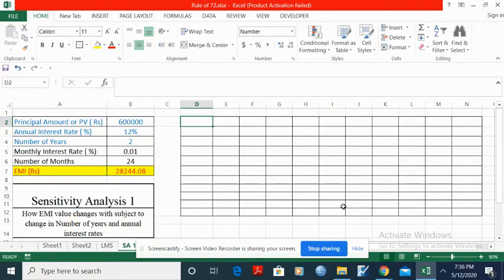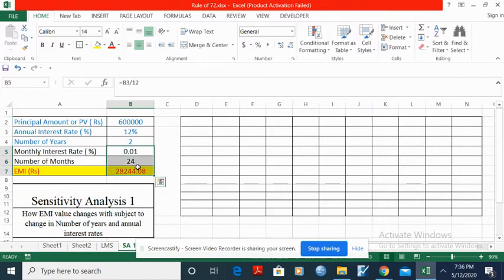In today's video, let's understand how to calculate sensitivity analysis using an Excel sheet. Today we take an illustrative example of how the EMI value will change with respect to a change in the number of years and the annual interest rate. In our previous videos, we already discussed how to calculate the EMI value.